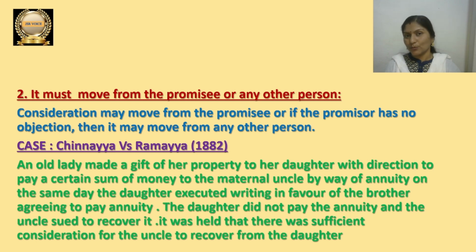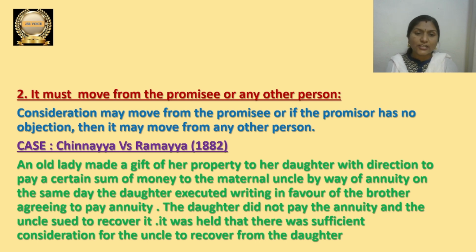So what is the first point? It must move at the desire of the promiser. Here it must move from the promisee or any other person also. So the promisee may give the consideration, or any other person also may give consideration to the promiser. That is also valid. Let us discuss what that actually is.